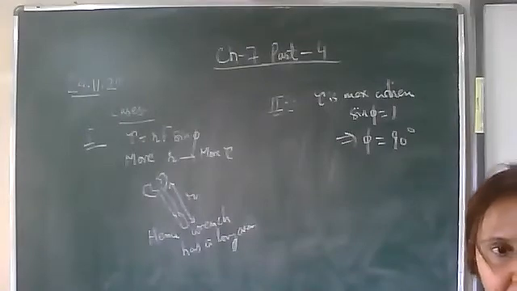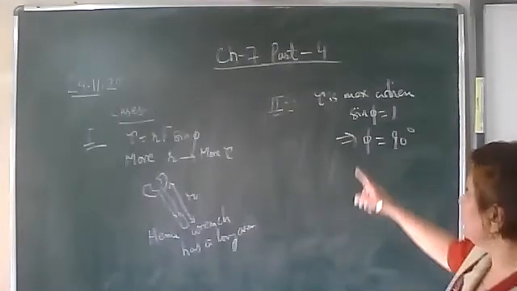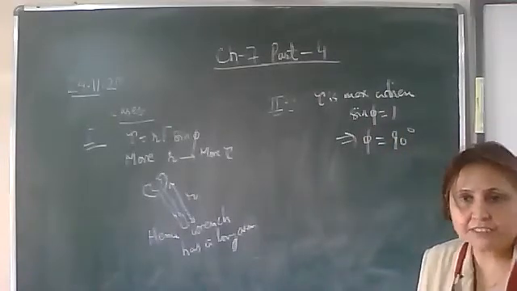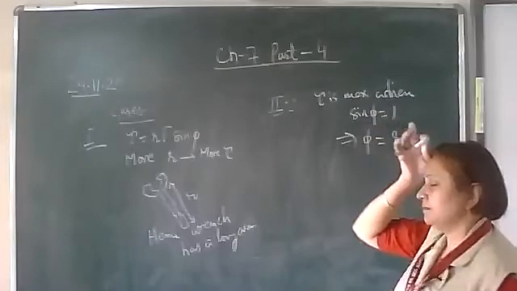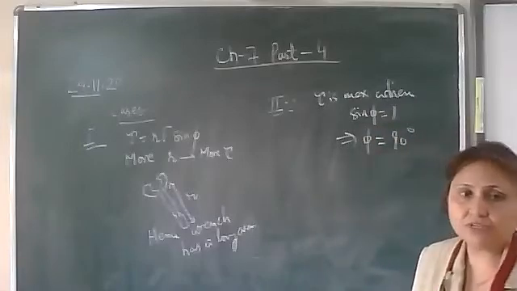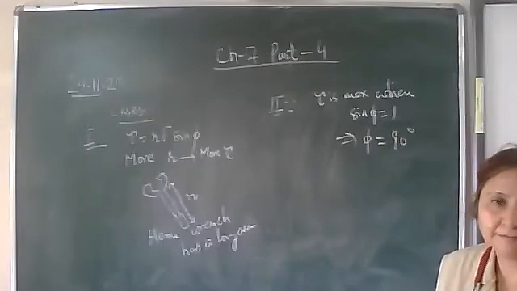Write it in the same manner: tau is maximum when sine phi is maximum, and the maximum value of sine phi is 1, that is phi is equal to 90 degrees.